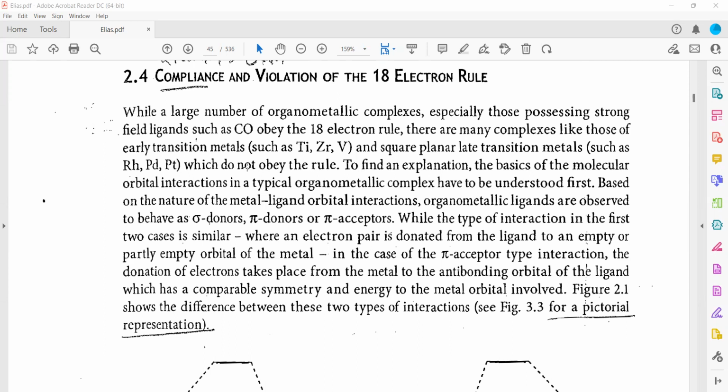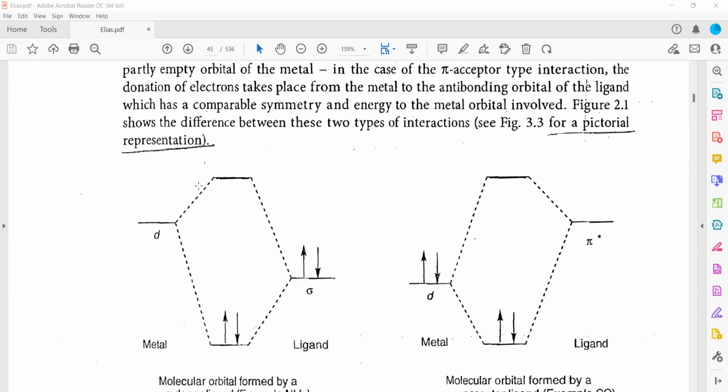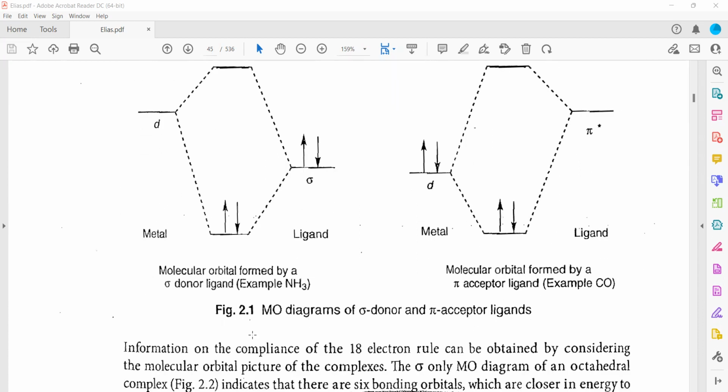There are sigma donors, pi donors, and pi acceptors. So why are some ligands sigma donors, why are some ligands pi donors, and why are some ligands pi acceptors, and what is the molecular orbital diagram in all of these cases? That we will be studying. We will only get to know that when we see the molecular orbital diagram and the molecular interaction involved.